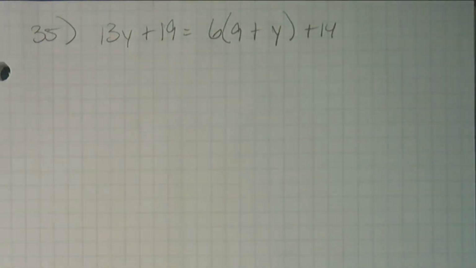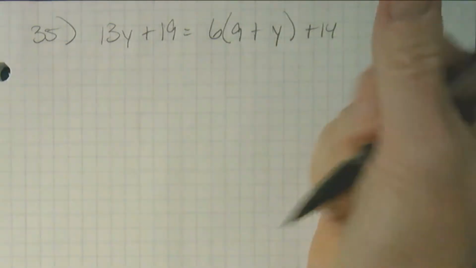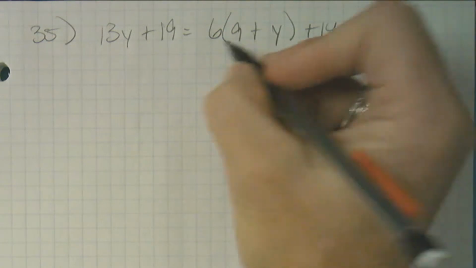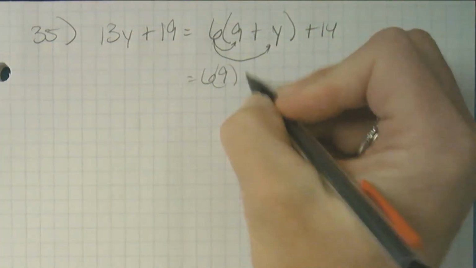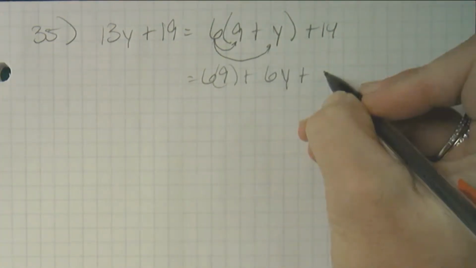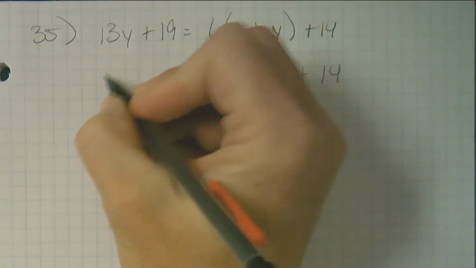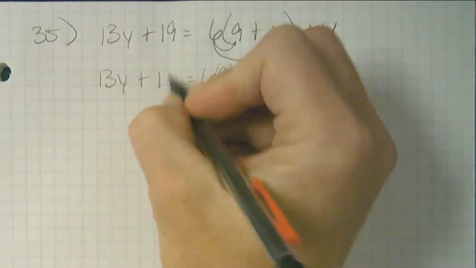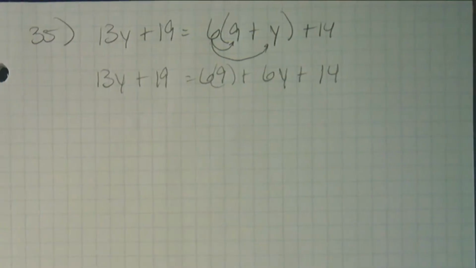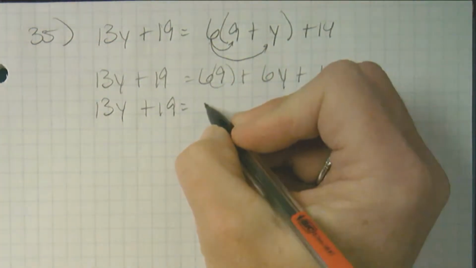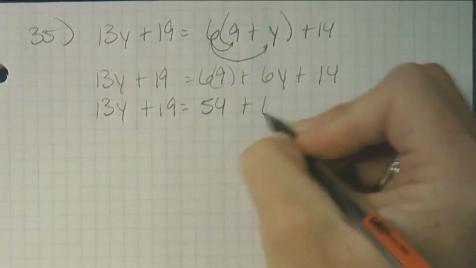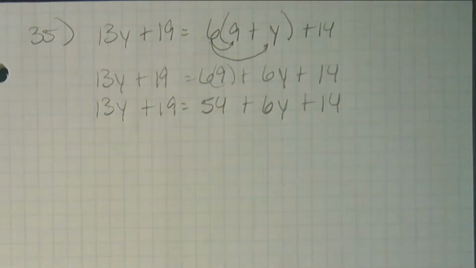So somebody tell me, what does order of operations tell me I have to do first? Ada? Okay. Excellent. All right, so I'm going to do that distributive property first. So I have 13y plus 19 is equal to 54 plus 6y plus 14.